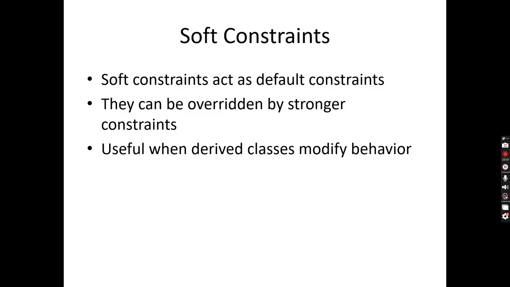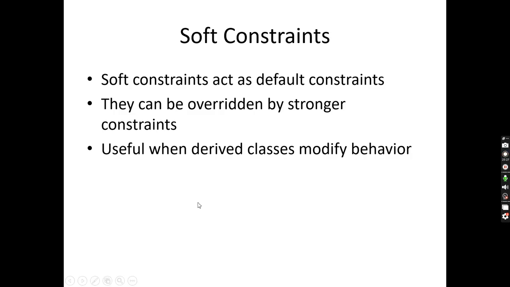This is soft constraints. So what are soft constraints? Generally they act as default constraints. They can be overridden by a strong constraint. If we have written one constraint but want to override it with another constraint, then we have to use the soft keyword before the constraint. It is useful when a derived class modifies behavior.